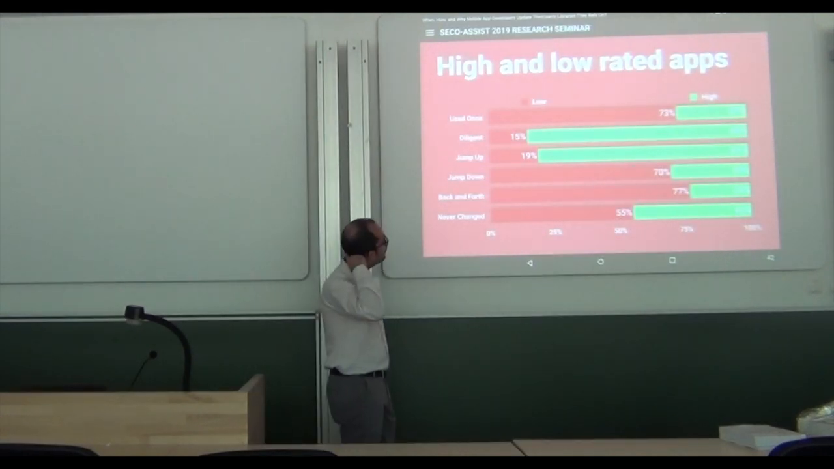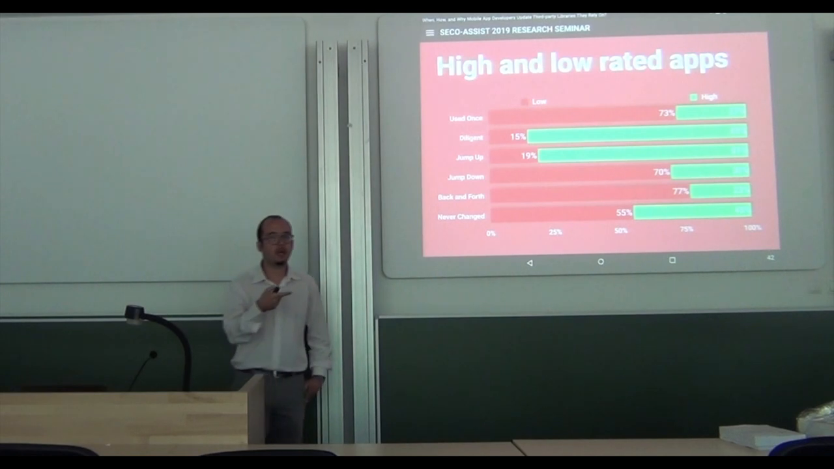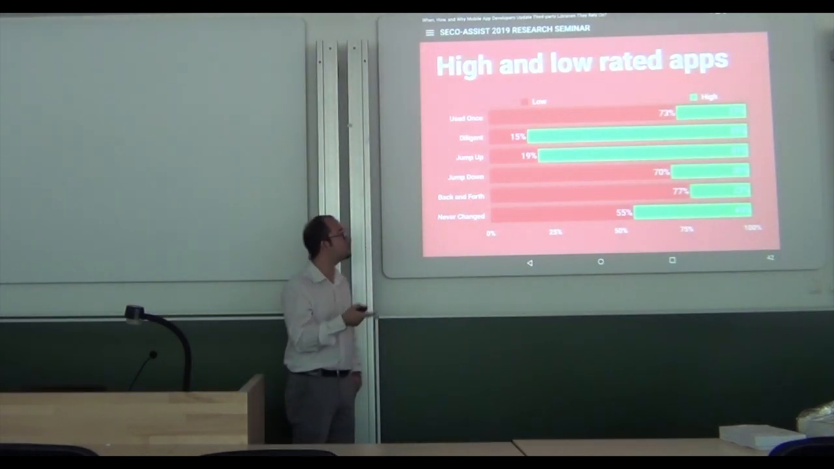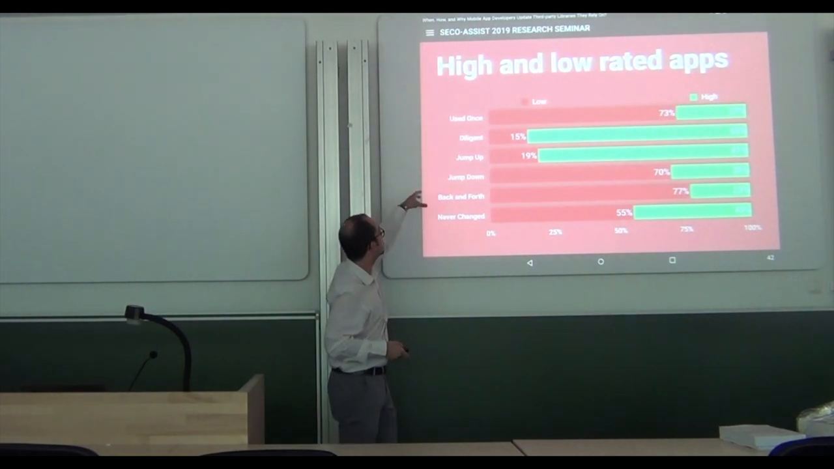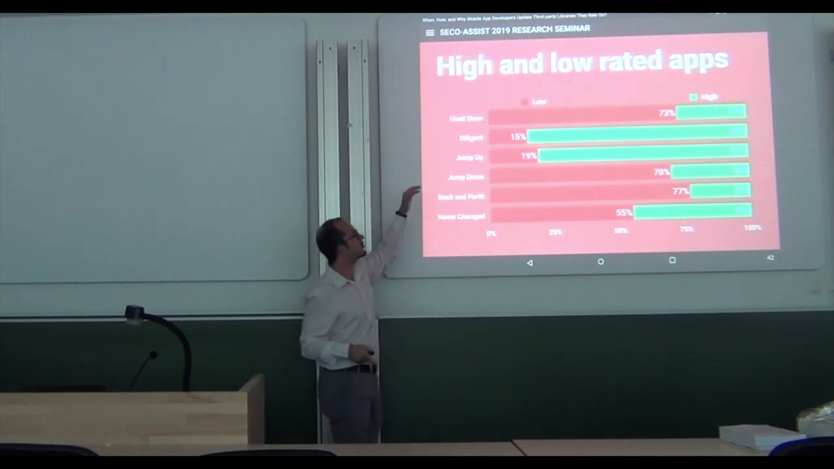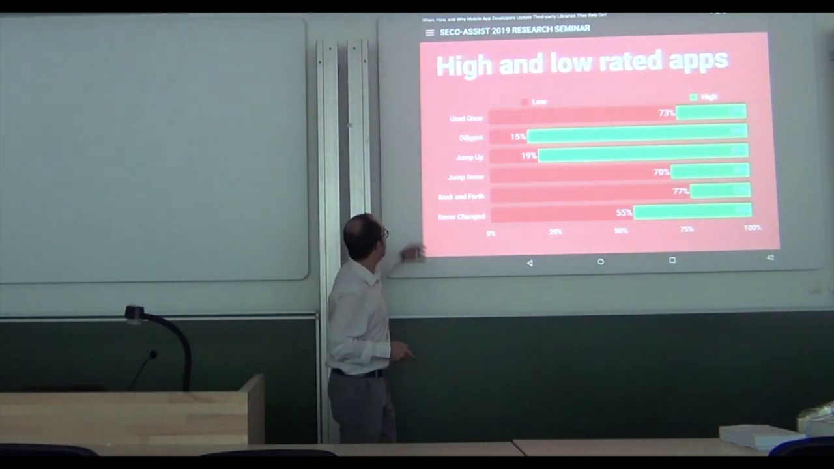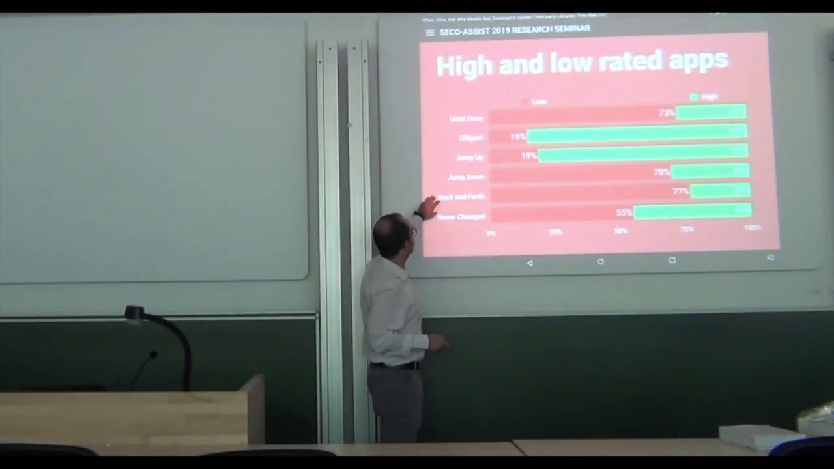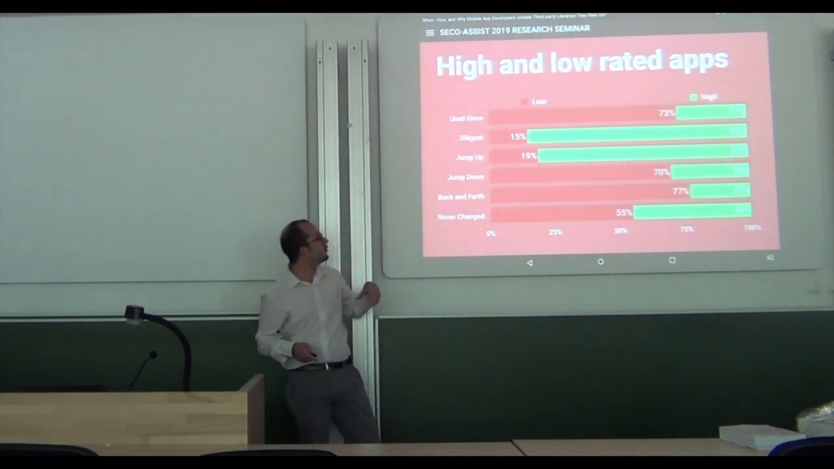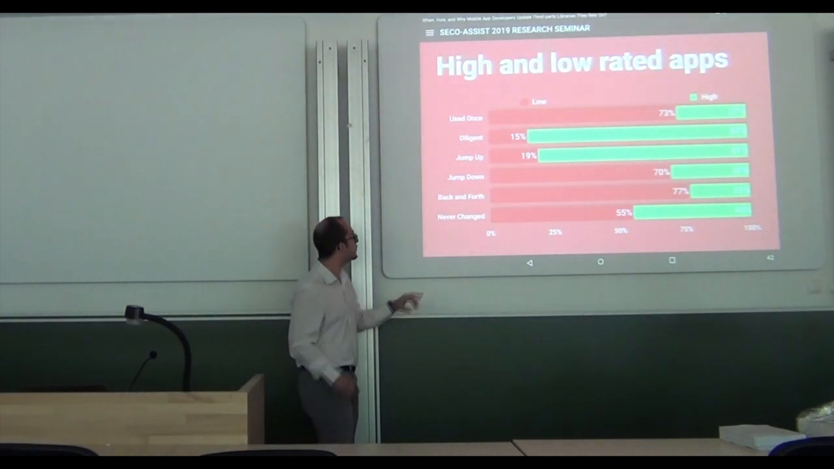What we saw is that in most of the cases developers update their apps. These apps are pretty mature, and indeed you can see that the diligent pattern and the jump up pattern correspond to apps that have a really high reputation. While in the case of using once, back and forth, and even never changed, most of these apps have a low rating.